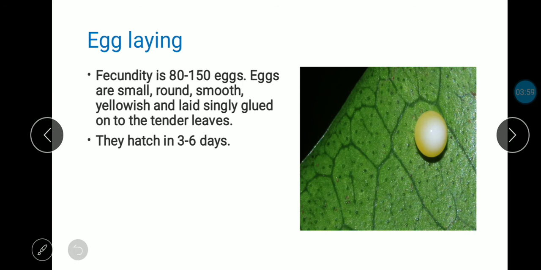The adults have an egg laying capacity, means fecundity, of 80 to 150 eggs, and the eggs are small, round, smooth, yellowish and laid singly, glued on the tender leaves. These eggs hatch in 3 to 6 days.